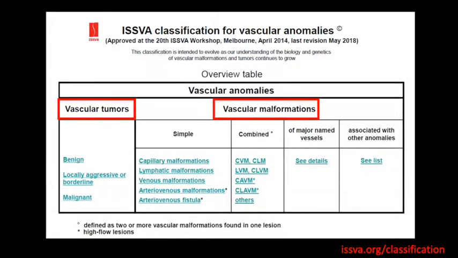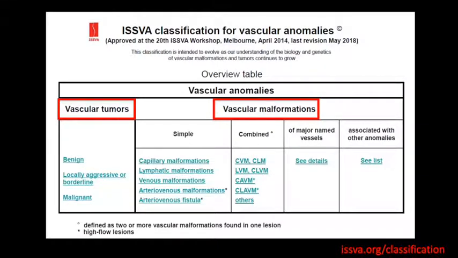So here is the ISSVA classification for vascular anomalies. It is a recent revision from May 2018. And you can find this on the web address that's listed on the bottom, issva.org/classification. And I would really strongly recommend taking a look at this. This is the landing page, but each one of the links below are active, and they will give you all sorts of great information about these lesions. It's very easy to navigate, worth taking a look.